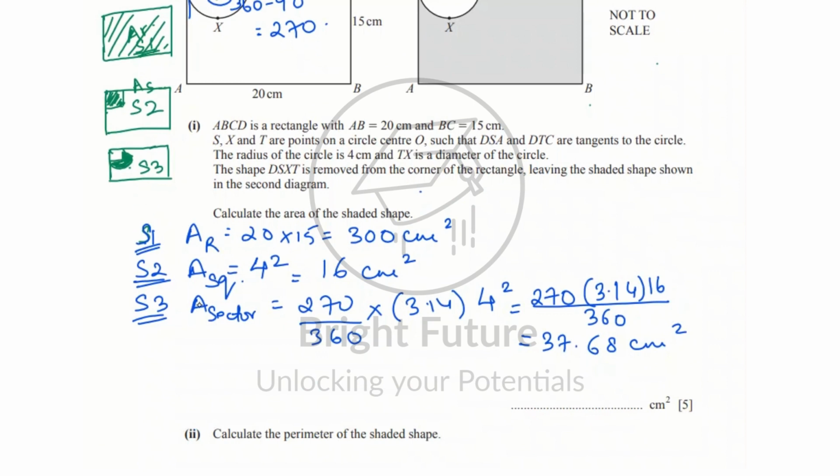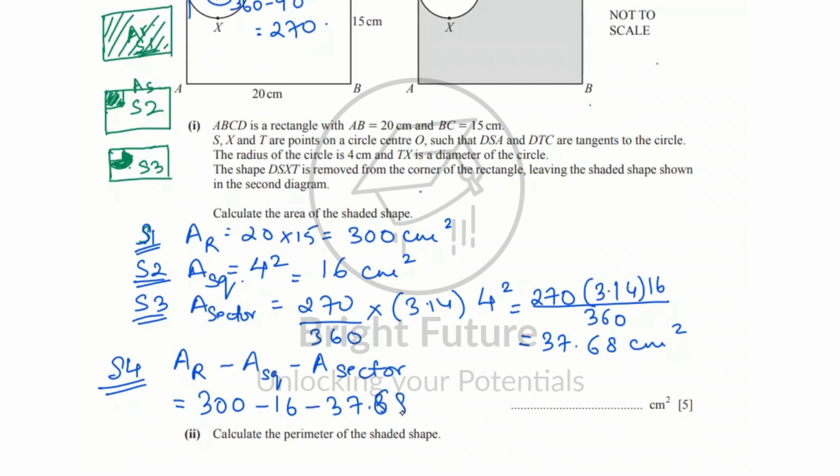So now finally I have all the three shapes' areas. Now step 4 is where we will do the calculation part. That is, from the rectangle we will subtract the area of square and we will subtract the area of sector. So we get 300 minus 16 minus 37.68, which gives me how much? 246.32 centimeter square. This is for 5 marks.